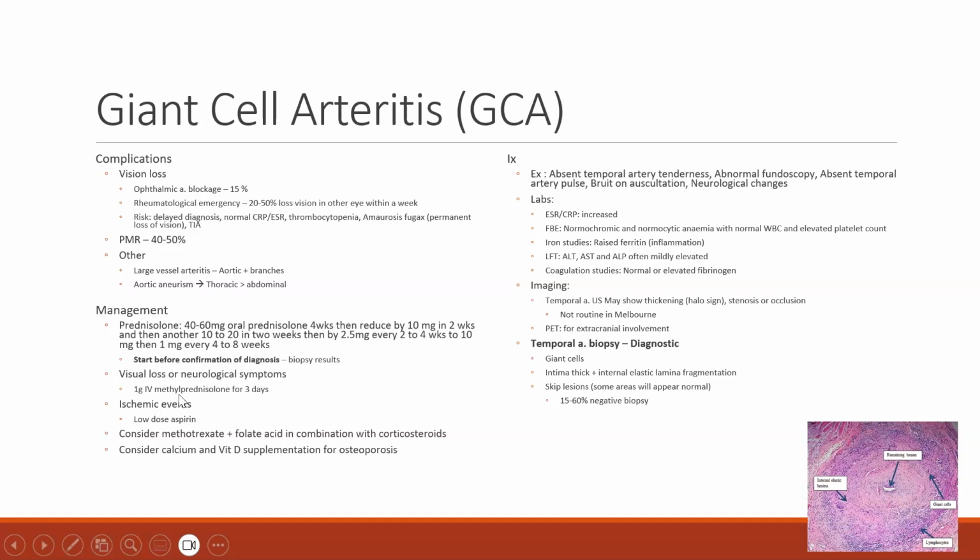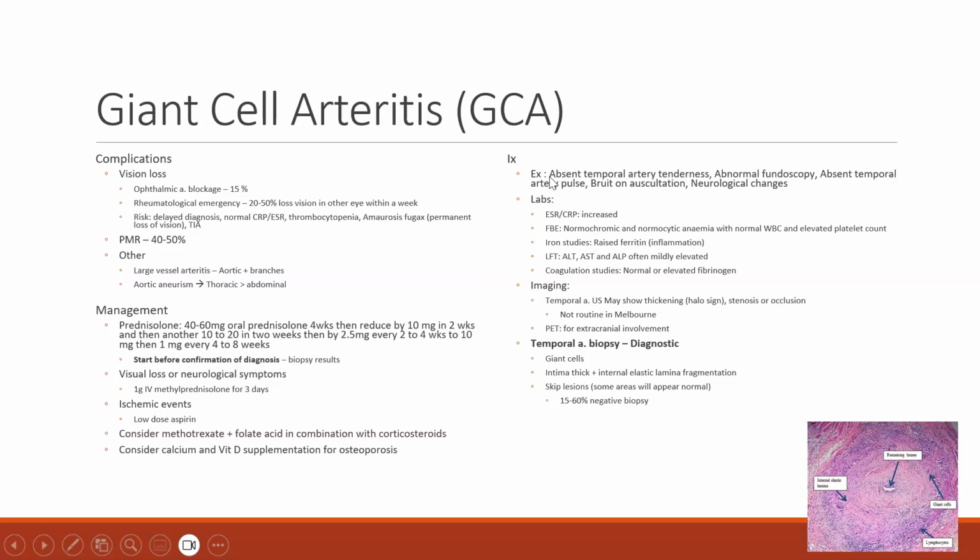With visual loss, we have to give methylprednisolone. In the ischemic event, we give them aspirin. For some people, we consider methotrexate plus folate in combination with the steroids, and consider giving calcium and vitamin D because of the steroids.